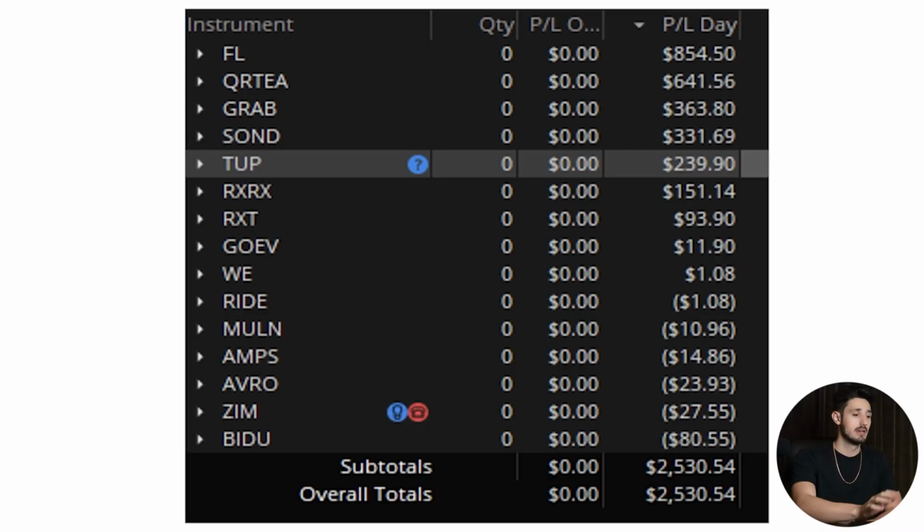But before that, let's take a look at how much money I made today. I made $2,530, mostly from FL, QRTEA, GRAB, SOND, and TUP. And I used these exact stop loss principles for these trades.